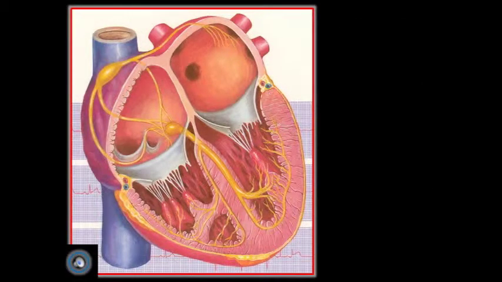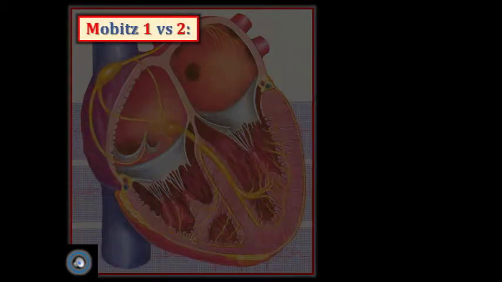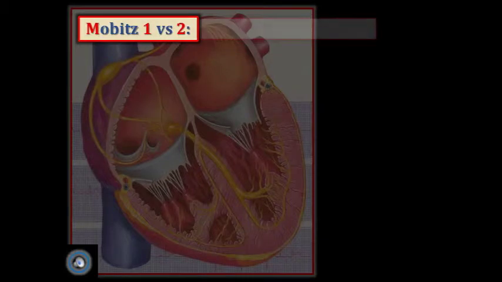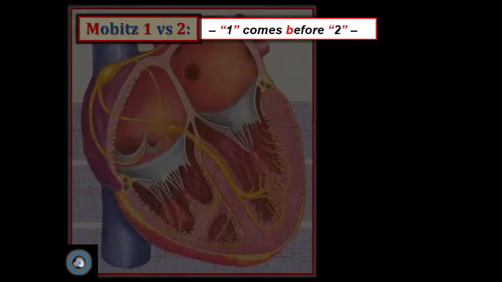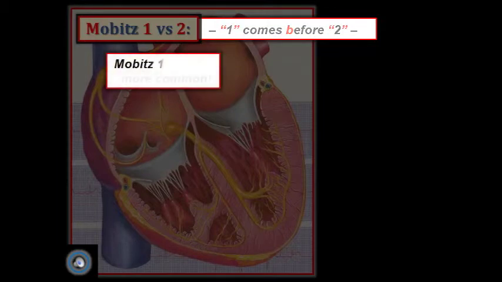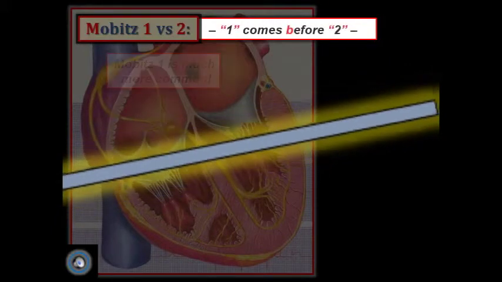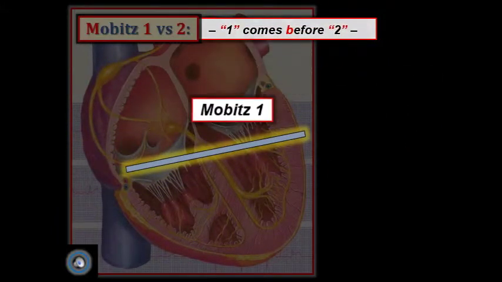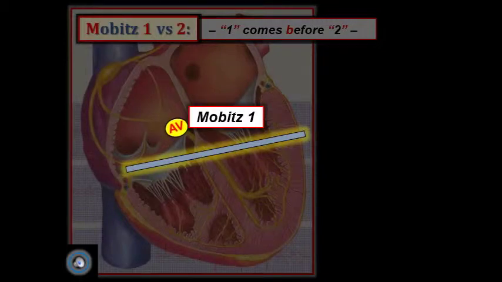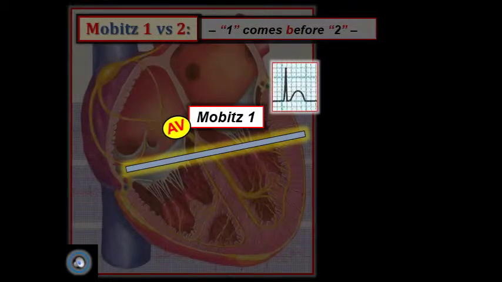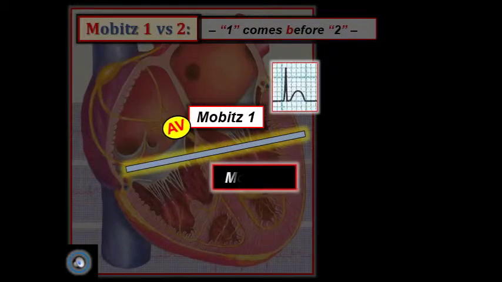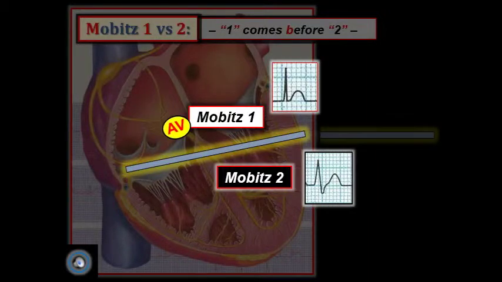So, to summarize key differences between Mobitz 1 and Mobitz 2 forms of second-degree AV block, remember, as a memory aid, that 1 comes before 2. So, Mobitz 1 is much more common than Mobitz 2. As to the level of the block, 1 comes before 2. So, Mobitz 1 generally occurs at a higher level within the conduction system, usually from within the AV node. As a result, the QRS complex tends to be narrow with Mobitz 1. In contrast, Mobitz 2 occurs from lower down in the conduction system, which is why the QRS is usually wide.